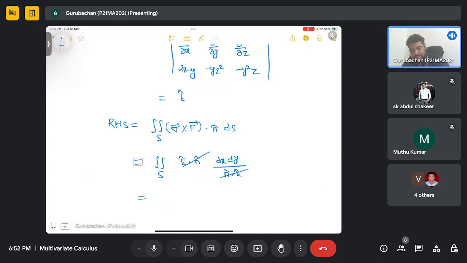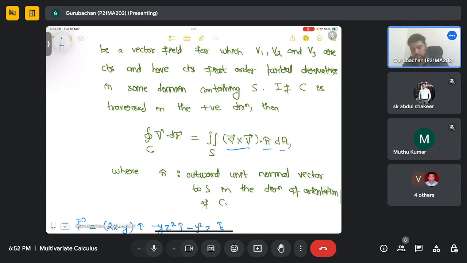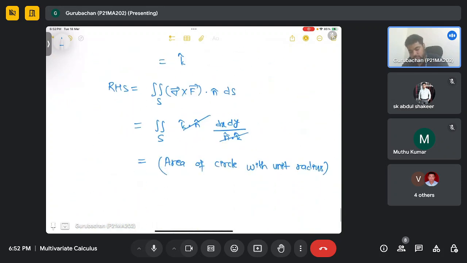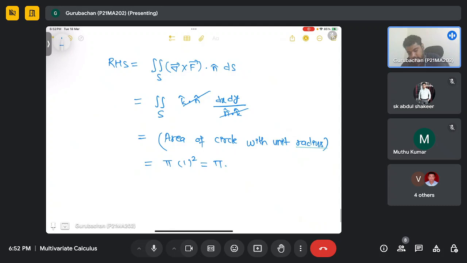Again, this dx dy, what is this? This is the area of a circle with unit radius. I think we have taken that unit radius circle. Yes. So this will give us pi times 1 square, that is pi. Now what is left? To check the left hand side, and the left hand side is the integral of F dot dr.